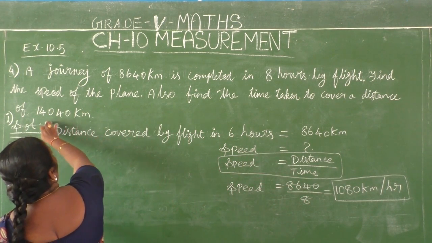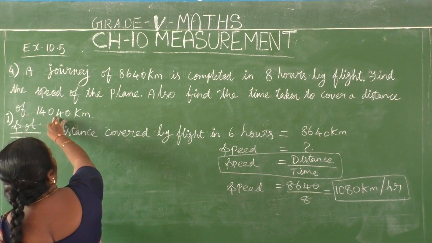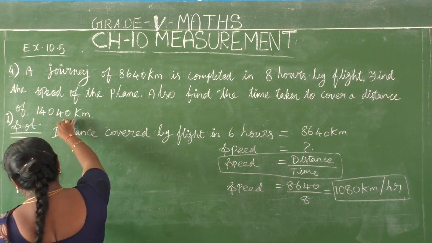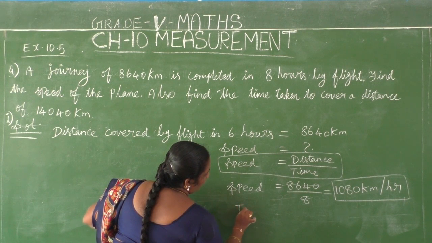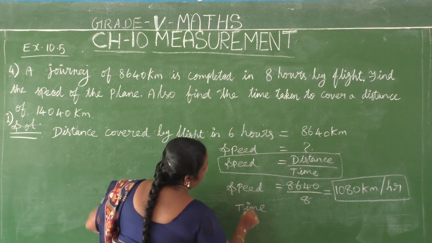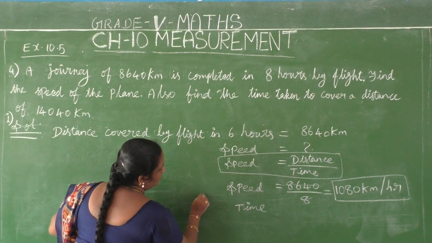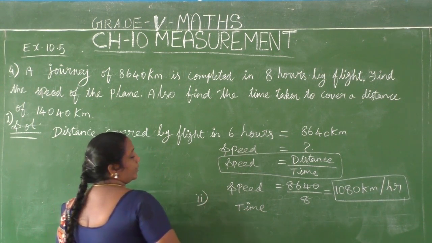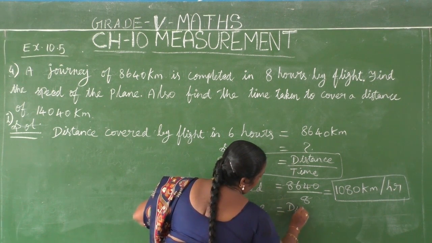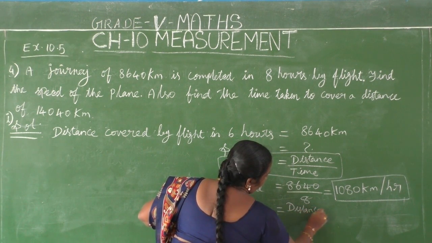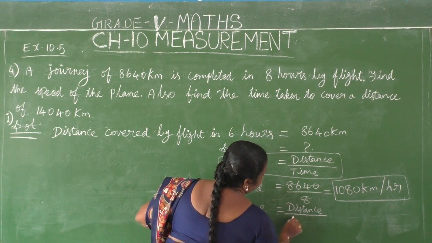Okay, then the same question we have to use this speed. Use this distance, 14,040. We are going to find out the time. So what is the formula to find the time? So second question, ma. We are going to find out the time. What is the formula for time? Distance by speed.